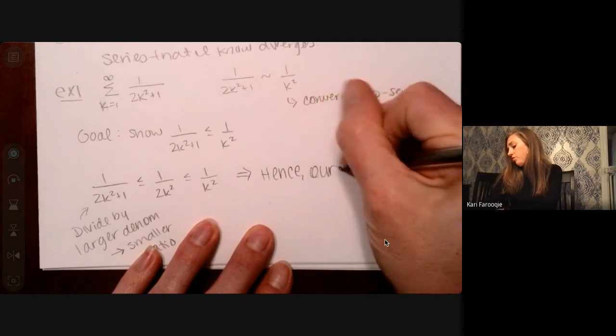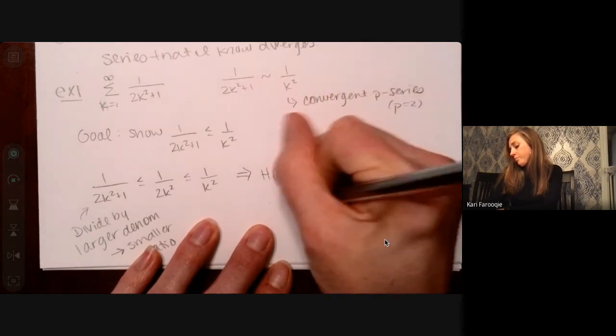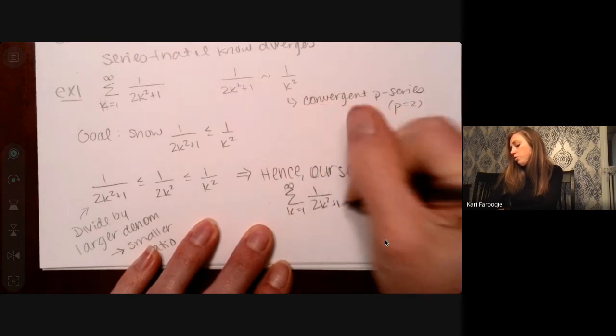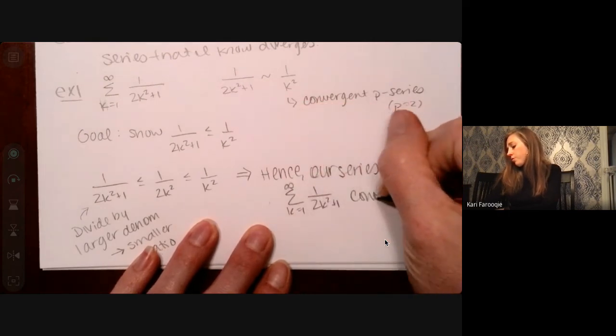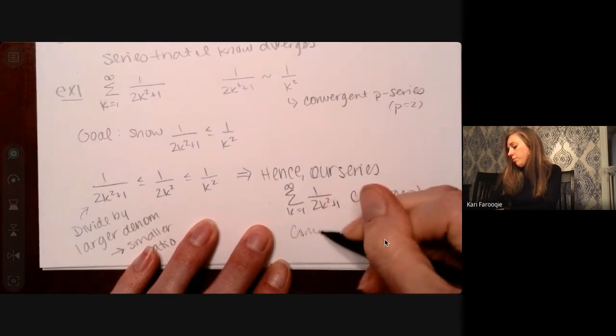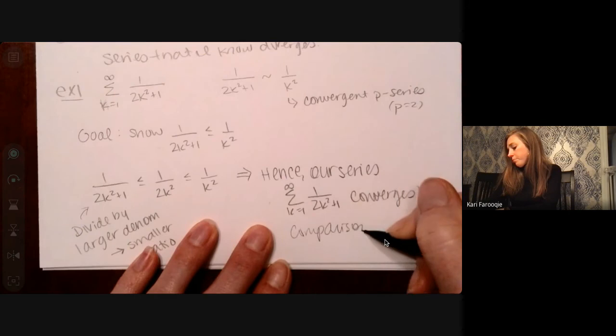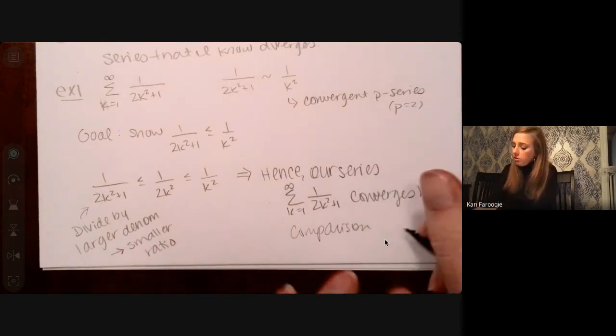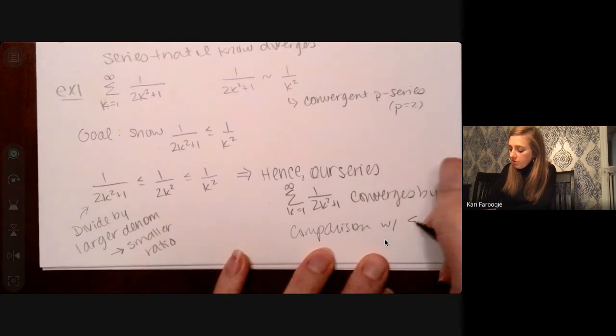our series converges by comparison. And again, you don't have to write all this out. I want to make sure it's super clear. And if you want to just say it converges by comparison, fine. You could also say it converges by comparison with 1 over k squared.